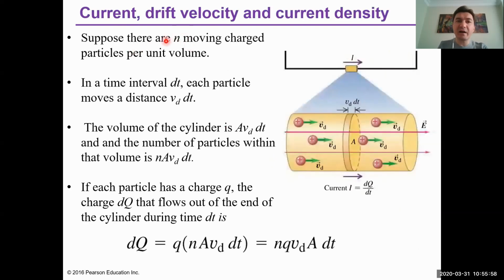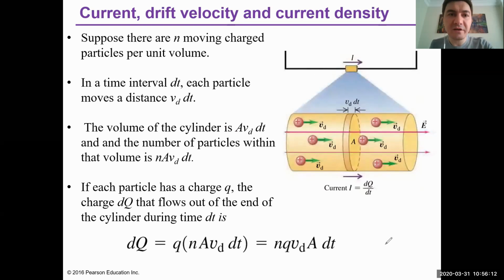Suppose that there are n moving charge particles. Here I will try to show you. One moment, please. So here I have n moving charge particles per unit volume. Here we have many charge particles, but in unit volume, I consider that there are n moving charge particles. In a time interval dt, each particle moves a distance drift velocity times dt. This is the displacement along the x-axis, which is given by drift velocity times dt.